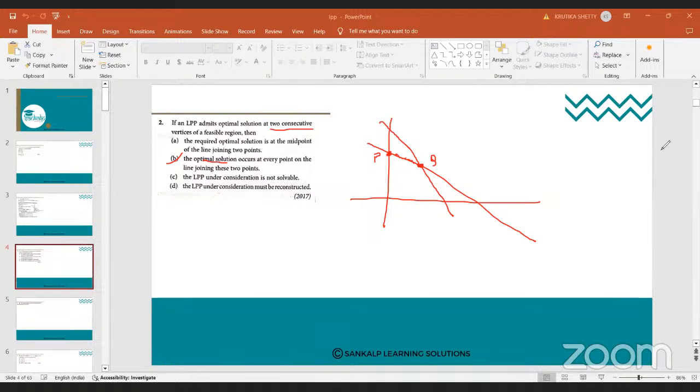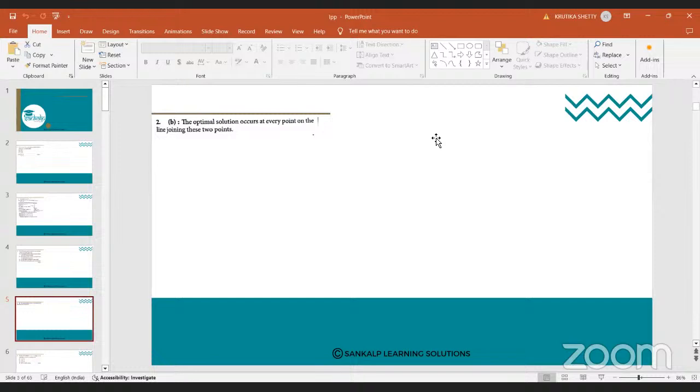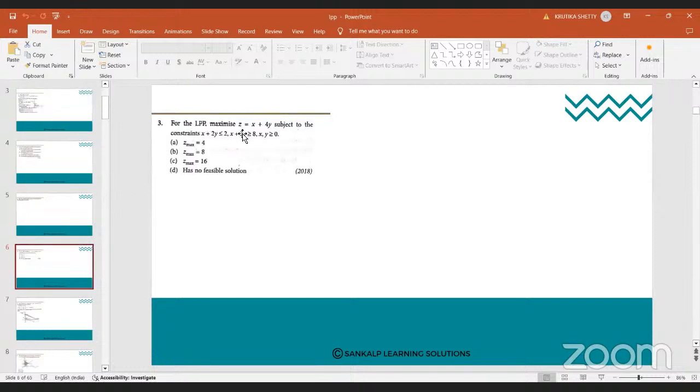Okay, next, question number 3. For the LPP, maximize z = x + 4y subject to the constraints x + 2y less than or equal to 8, and x + 2y greater than or equal to 2, x, y greater than or equal to 0. So here we have to find the maximum value.